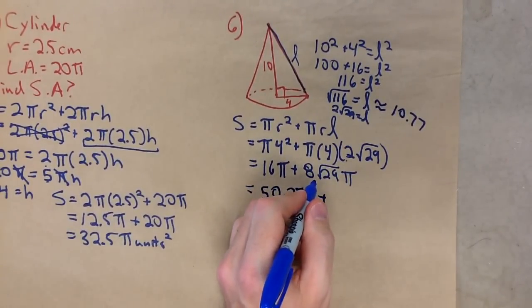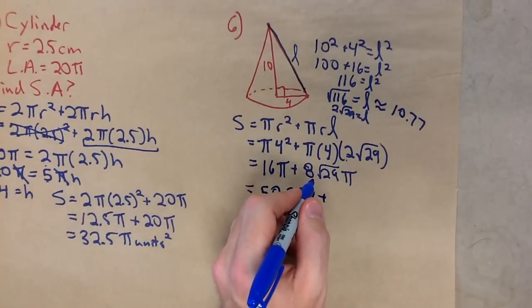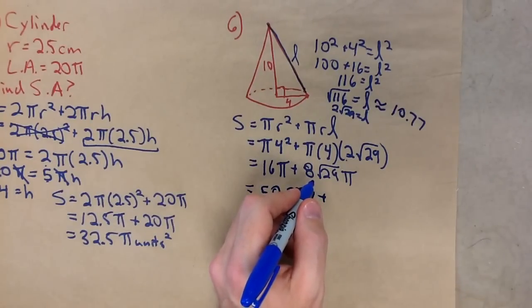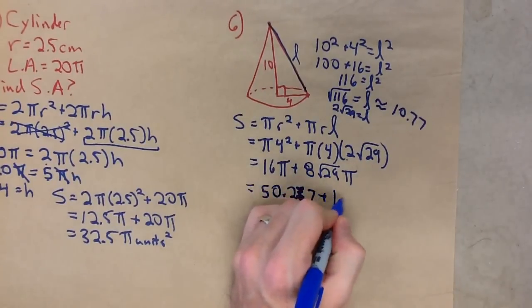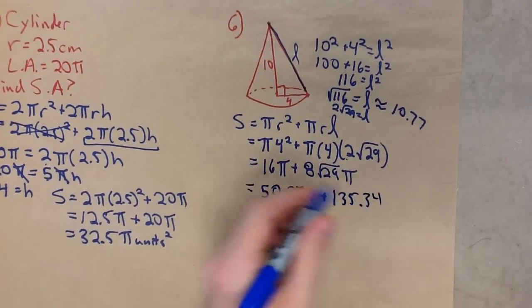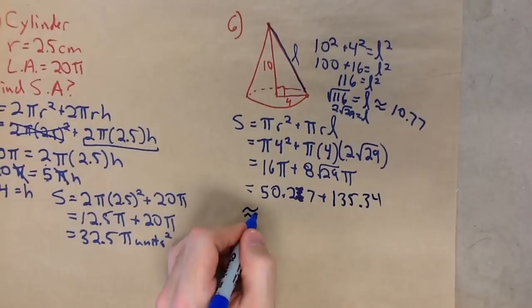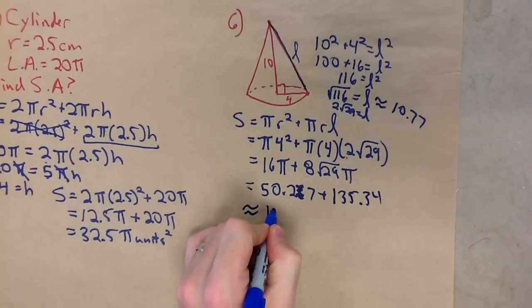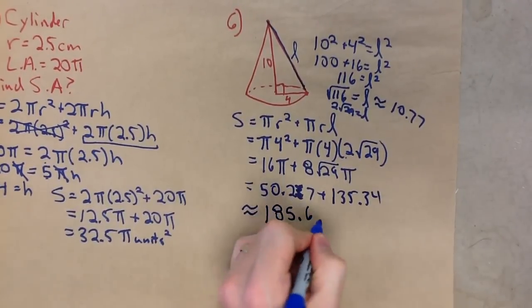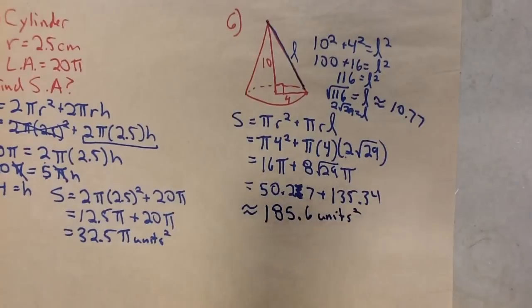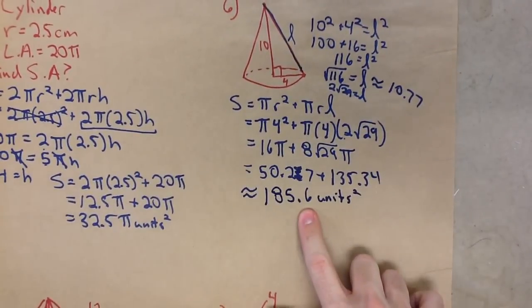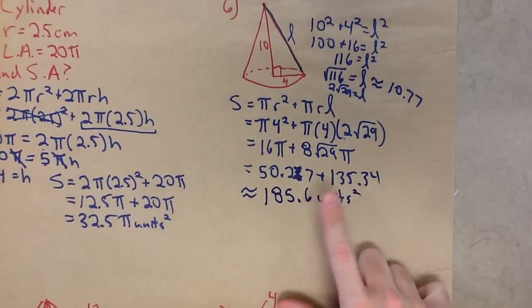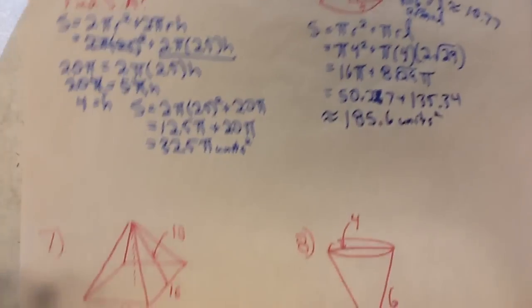Then 8 times the square root of 29 times pi is 135.34. I add these together, and I get an answer of about 185.6 units squared. I just rounded to the nearest tenth there because I had 185.61. Drop the 1, leave it at 6.